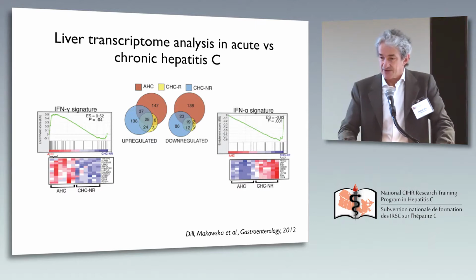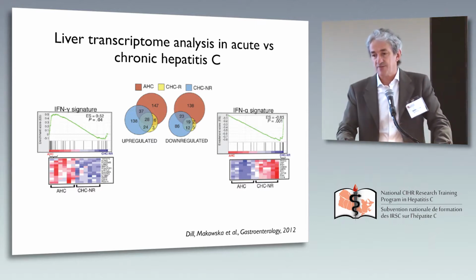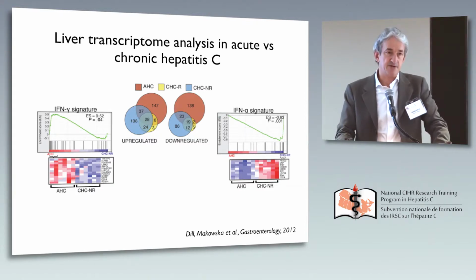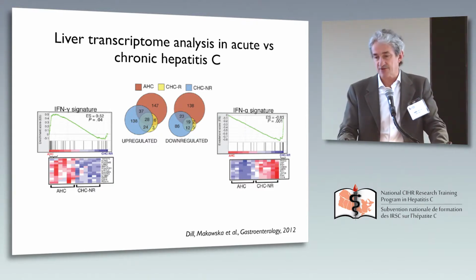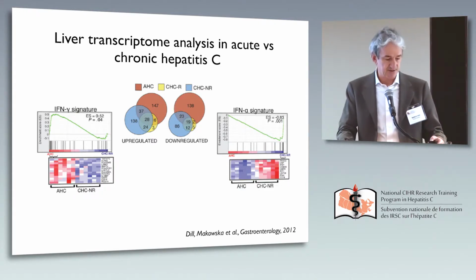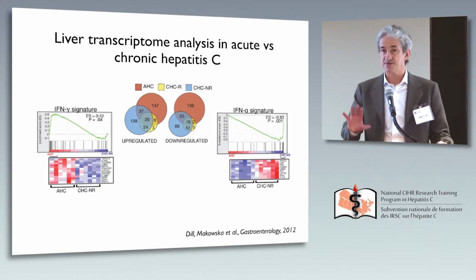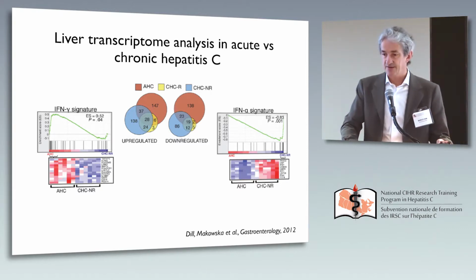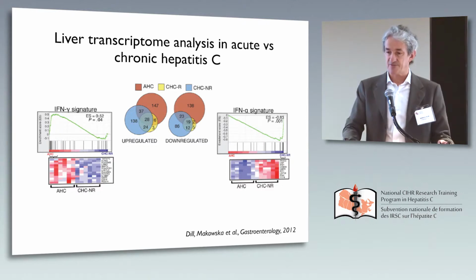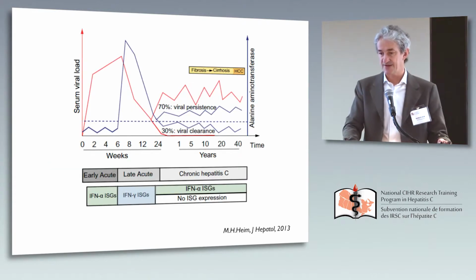To make a long story short, the take-home message here is that in acute hepatitis C, we have an interferon gamma gene signature that is upregulated, whereas in chronic hepatitis C non-responders, we have an interferon alpha gene signature that is upregulated. There is a difference in the pattern of ISG upregulation between these.